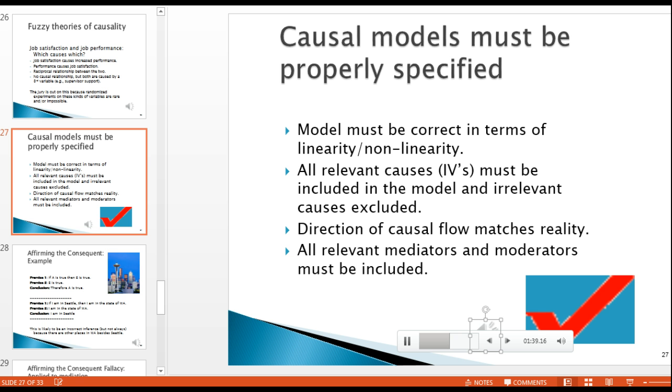And finally, all relevant mediators and moderators have to be included. If there are, in reality, 3 mediators that are operating in the causal link between an IV and a DV, then I need to include all of those in my theory and test them appropriately, rather than just picking one mediator and using that. If there are 3 operating in reality, I need to have 3 in my model as well.